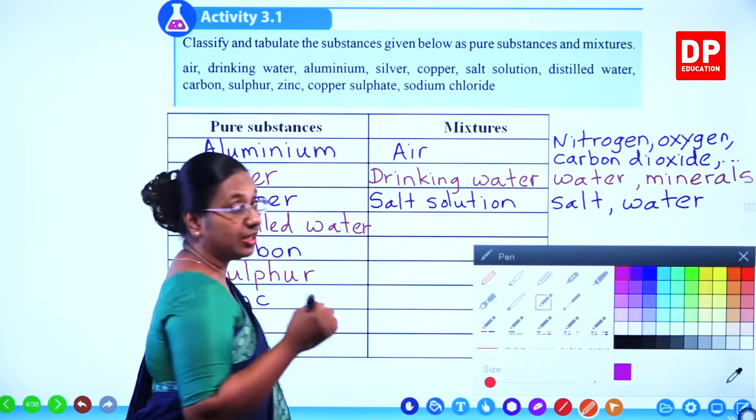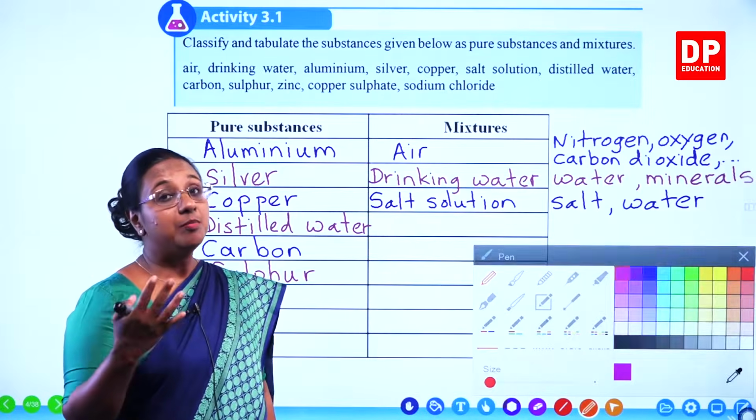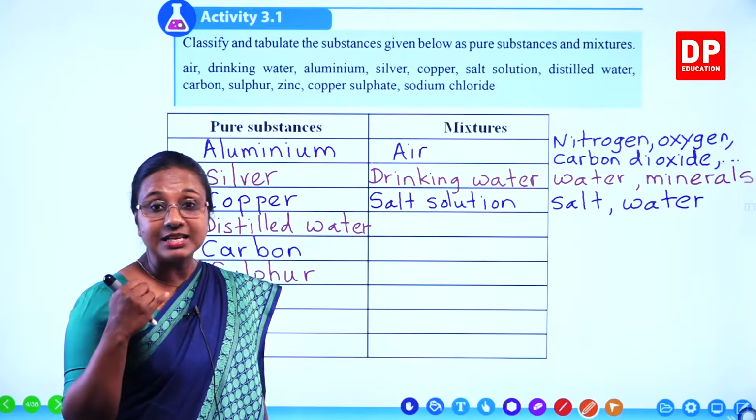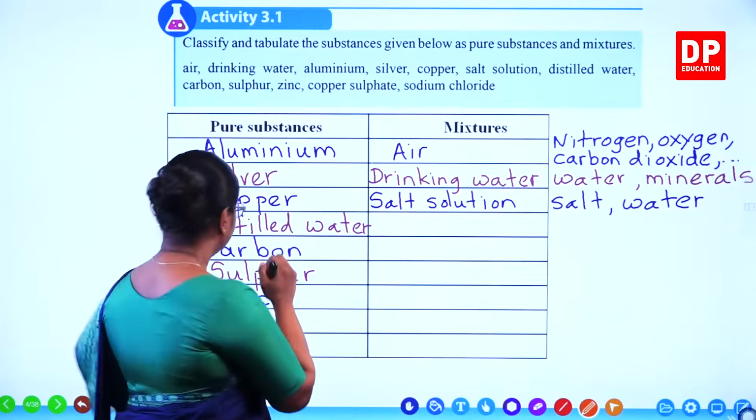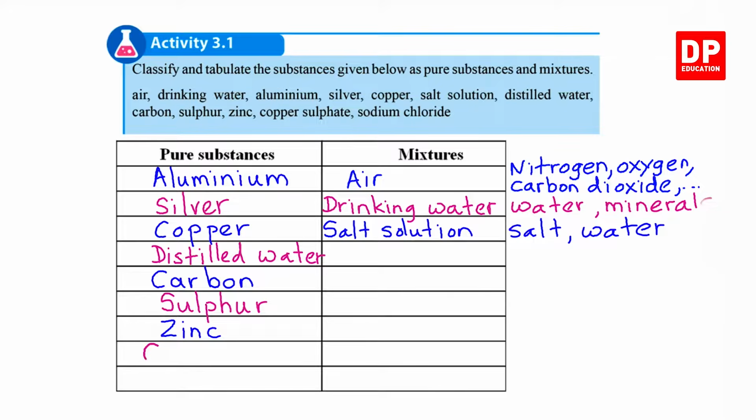So, copper sulfate, you might have seen that in the lab. A blue color, crystalline solid substance. So, copper sulfate is a pure substance.